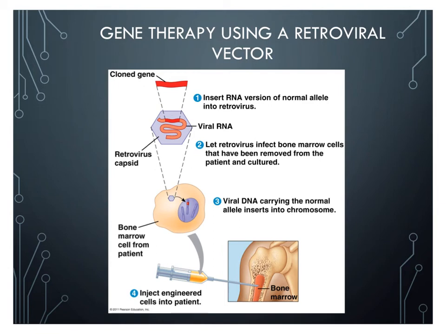So this is an example of gene therapy. Basically, if you take an RNA version of a normal allele and you let a retrovirus infect bone marrow cells that have been removed from a patient, the DNA can then make normal cells instead of making the mutated cells that exist in the bone marrow of the patient.